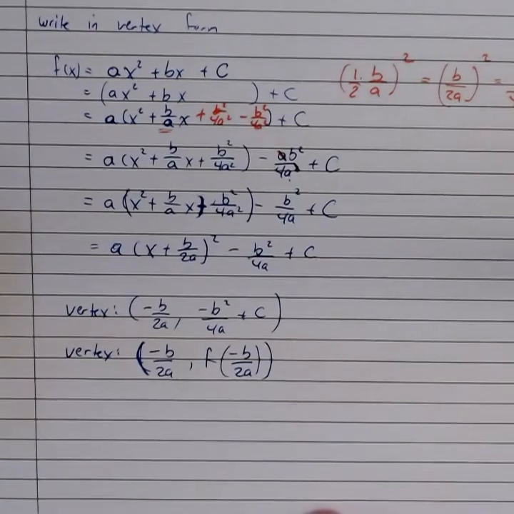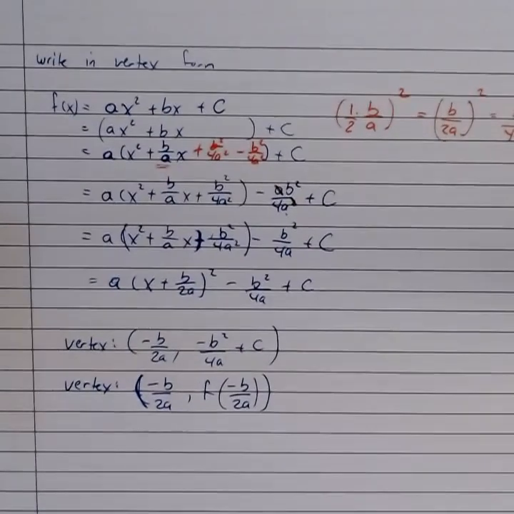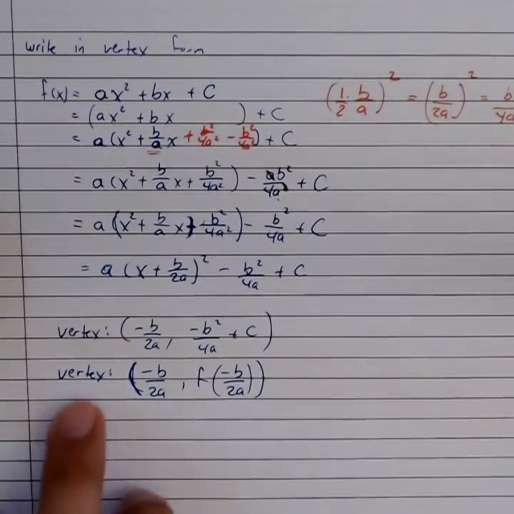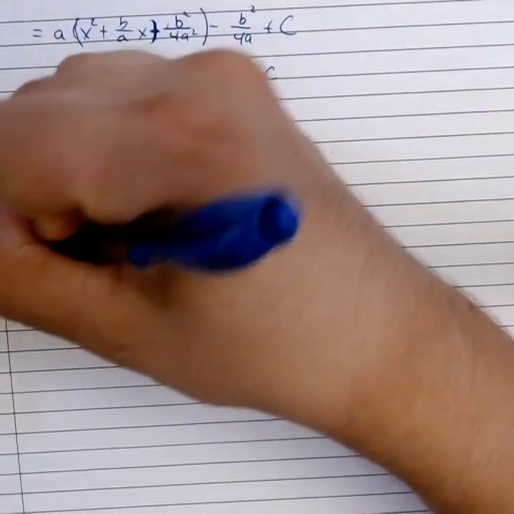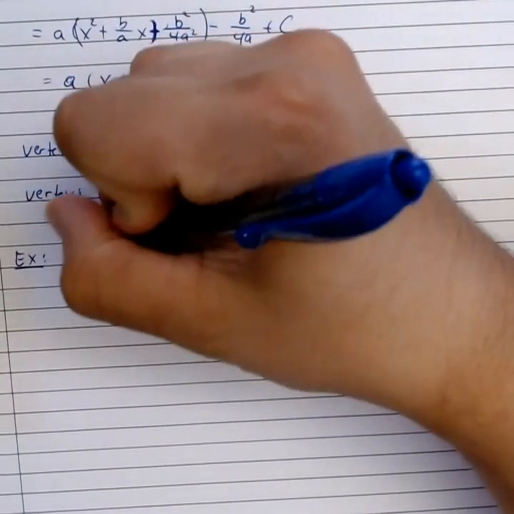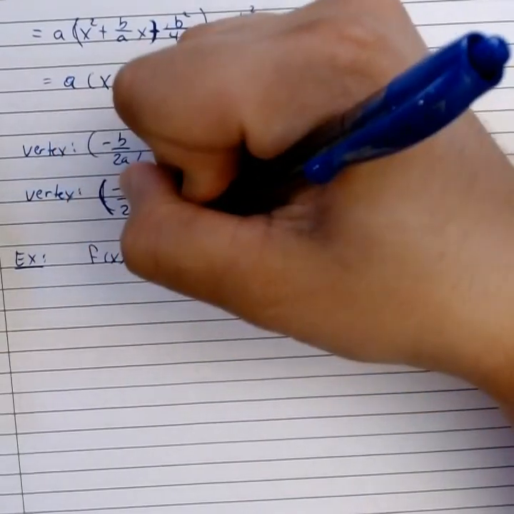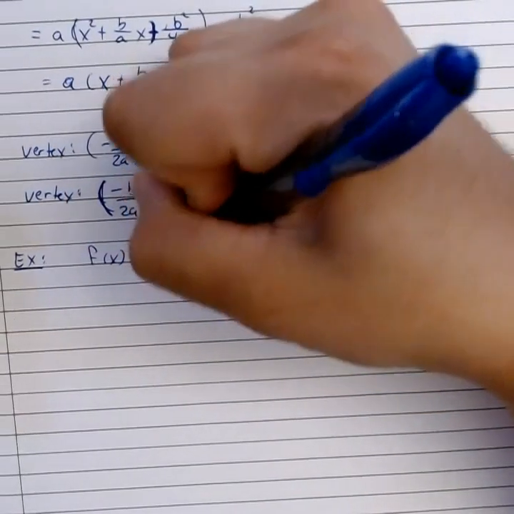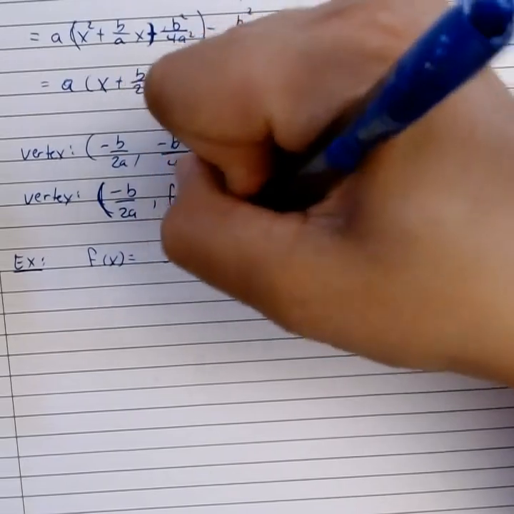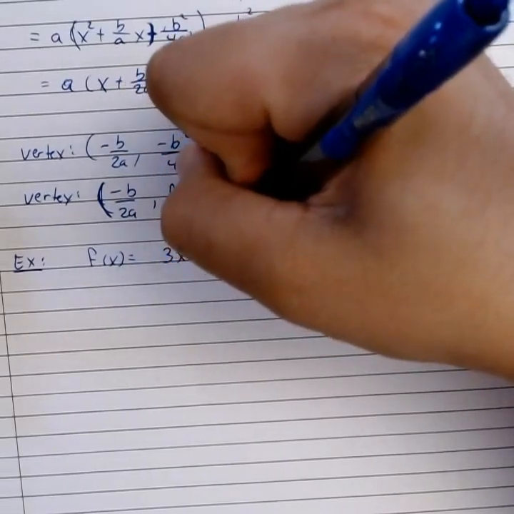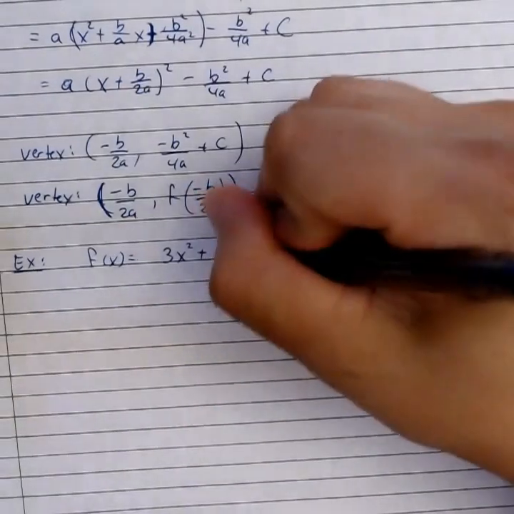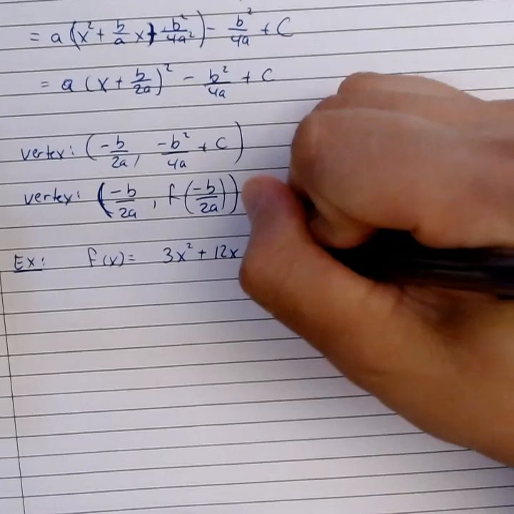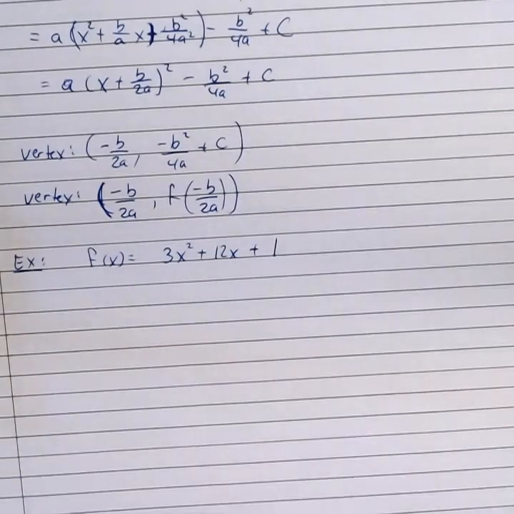So as a partial example, when I say a partial example, I mean I'm not going to do the full graphing. I'm just going to show you how to use this to find a vertex. Let's say we were going to graph something. Let's say we were going to graph a quadratic. f of x is equal to, let's say, 3x squared plus, I don't know, let's go with 12x plus 1. Yeah, that should be fine.